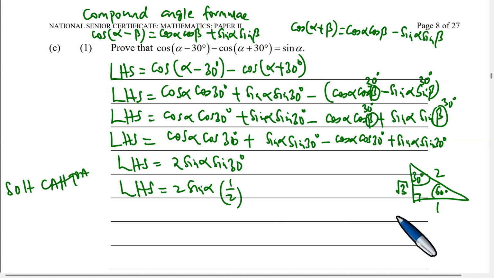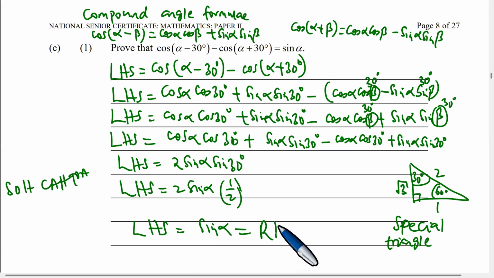And this one is called a special triangle. So that we have exactly this, the left. You multiply this, which is sine alpha, and this one is the right, and this is the answer. So this is what we get. We've proven that this is equal to sine alpha. Next question.